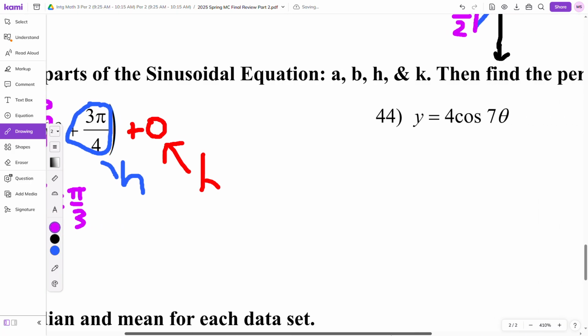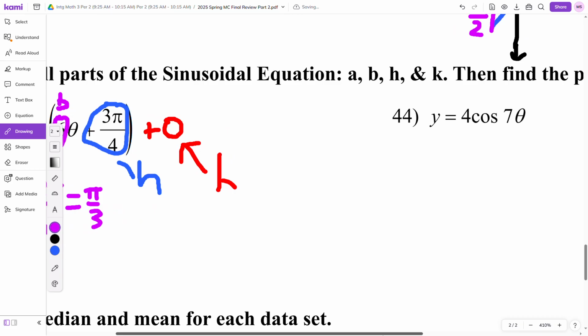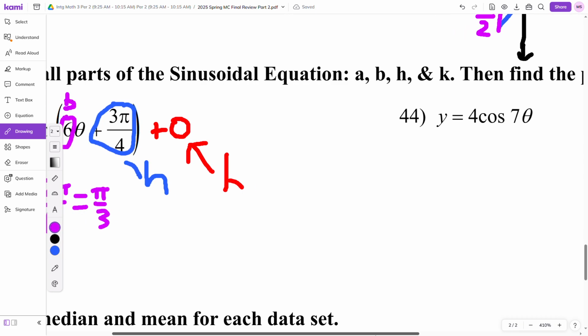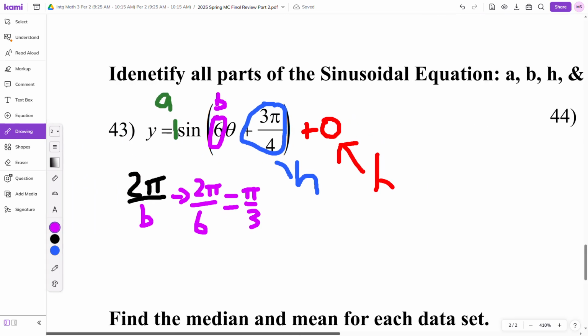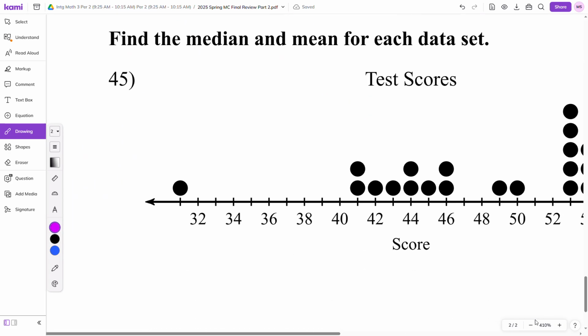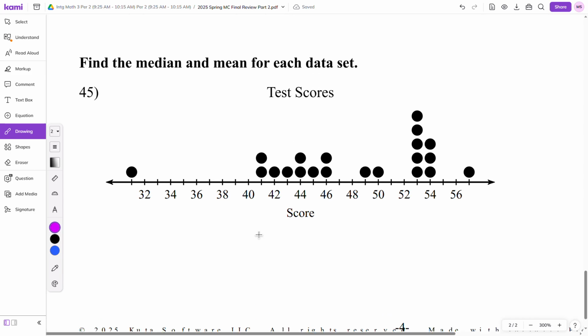Do I have to do 44? I hope that would imply it. So A is 4 and B is 7. And that's all there really is. And just put 2 pi over 7. And that's number 44. Last one here. This is the last question of the page.